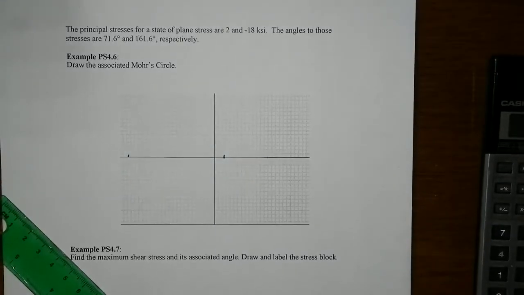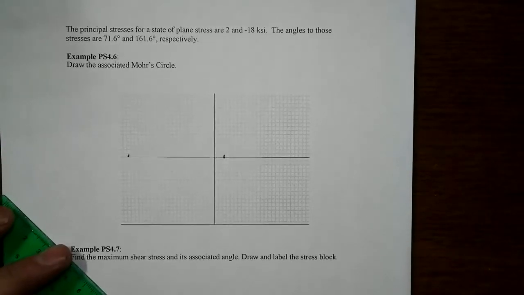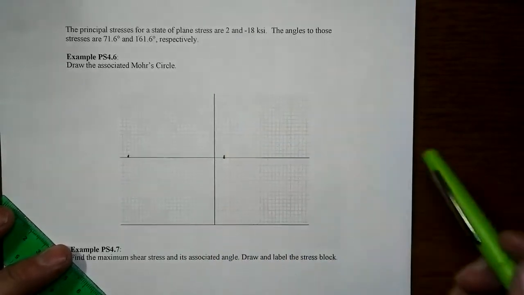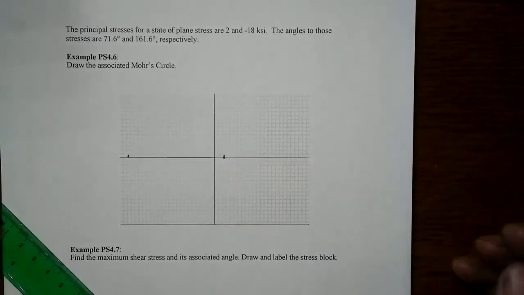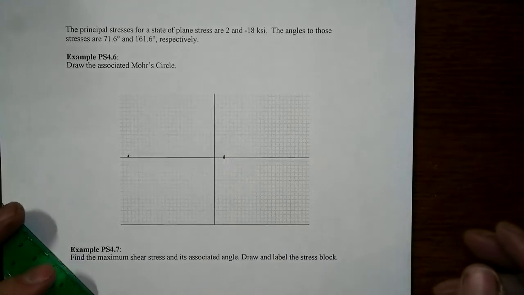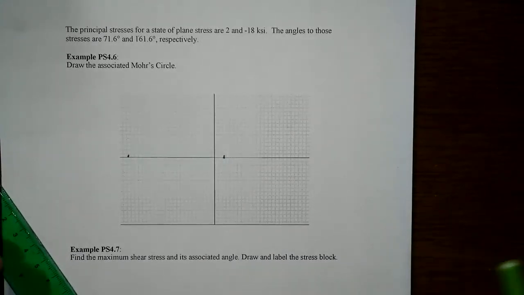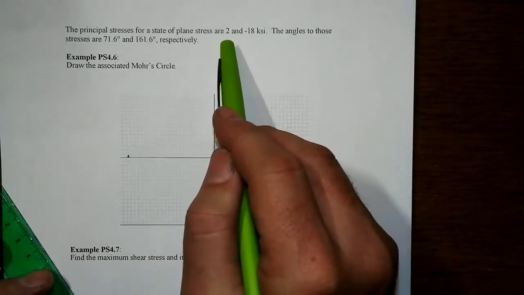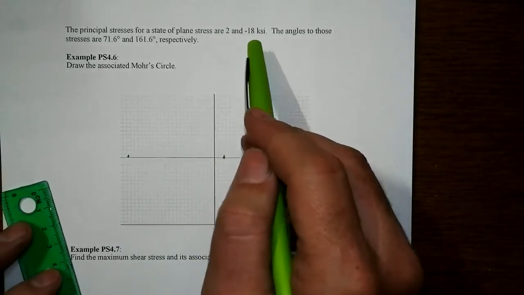All right, in this last series of Mohr's circle examples, we're going to do some clever things. It's really reverse engineering: we're given the principal stresses and the orientation of those planes, and from there we'll figure out a bunch of other stuff, including the original state of stress, the stresses on the x and y planes. So we're given that sigma 1, the largest or most positive, is 2, and the smallest or most negative is minus 18.